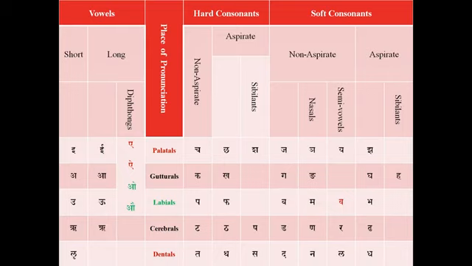So A and I are vowels. Within vowels, they are long vowels and they are also conjunct vowels, diphthongs. Now, the place of pronunciation is palatal, but not only palatal. If it is only palatal, then it becomes a simple vowel, right? It is a conjunct vowel. Therefore, guttural and palatal. That is why you can see here in the category guttural, all the letters are in black color only. So A and I is guttural.